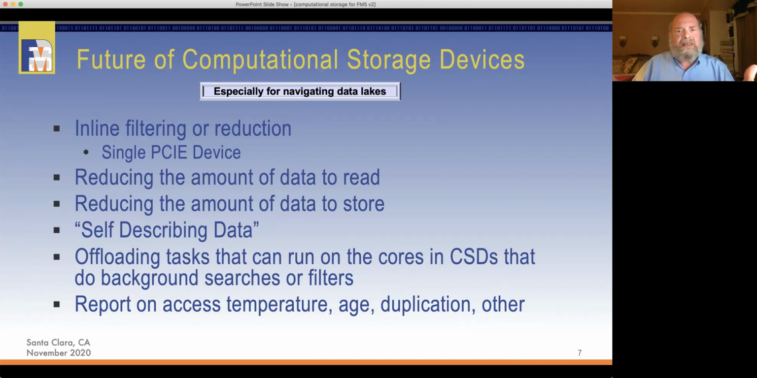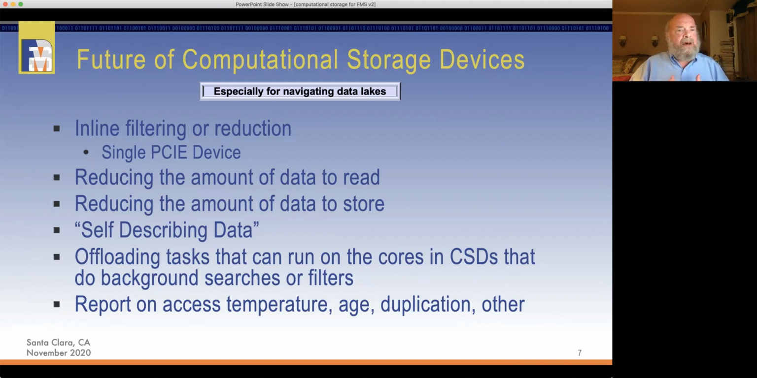And so inline of that region, a simple search is done and a filtering, and data is only given back that meets the characteristics. So that would be an example of inline filtering or reducing of data.